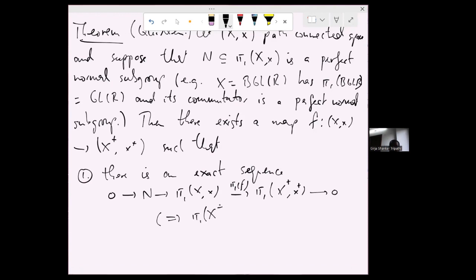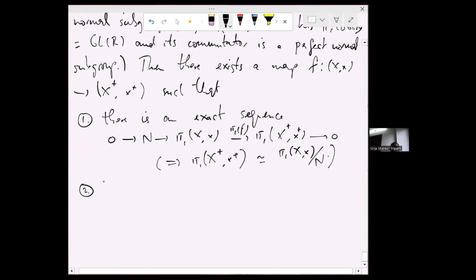This means this is a space that we construct this way, starting with any perfect normal subgroup. So its pi1 would be just the quotient. And the second result is about this map actually being a homology isomorphism of all local systems. So it induces a homology isomorphism of all local systems.